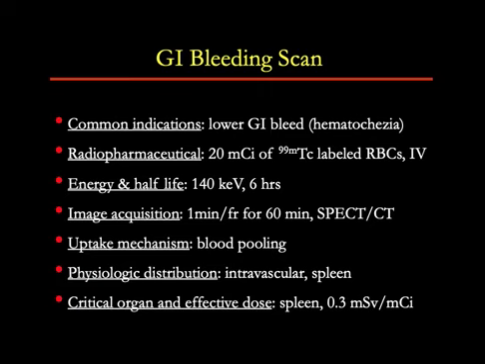The radiopharmaceutical used for this study is 20 millicuries of technetium labeled red blood cells which are injected IV. Dynamic images of the abdomen and pelvis are acquired in an anterior projection at 1 minute per frame for 60 minutes. And when we see any abnormal activity we want to evaluate further, then we do a SPECT or a SPECT CT. The mechanism of uptake of this radiotracer is blood pooling inside the intravascular compartment. So physiologic distribution shows activity in the spleen, also from blood pooling in the intravascular compartment. The critical organ for this radiopharmaceutical is the spleen.